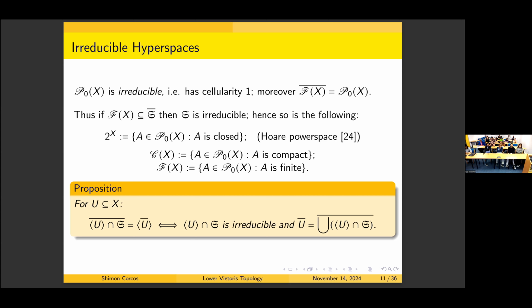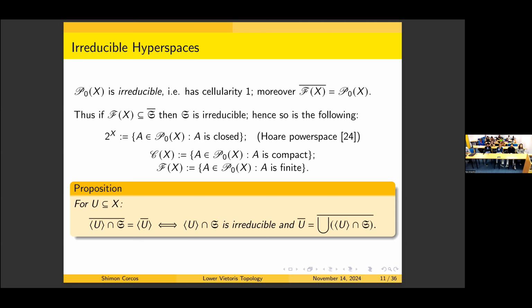So if the space of finite subsets is a subset of the closure of some hyperspace, then that hyperspace will be irreducible. And then so are the following hyperspaces: the space of closed subsets of X, which is the whole power space I mentioned earlier, the space of compact subsets, and the space of finite subsets. Irreducibility is useful for studying closure in these hyperspaces. And here I've proven a result that shows that.